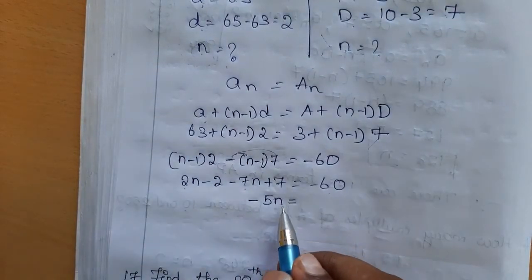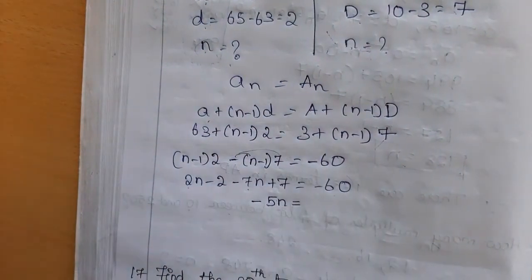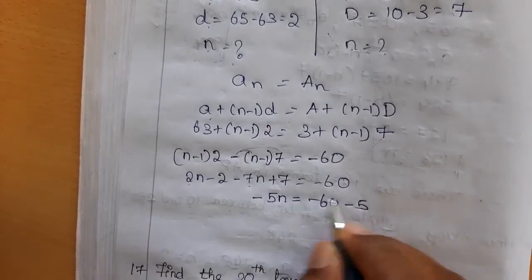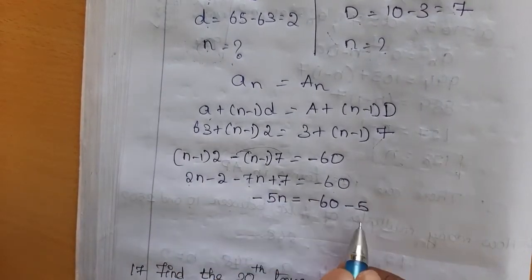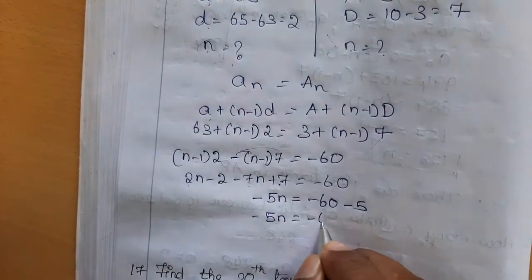It will become plus 5. If you bring it here, it will become minus 5. So it will become minus 60 minus 5, right? So minus 2 plus 7 is plus 5. I'll bring it as minus 5. So minus 5n is equal to minus 65.